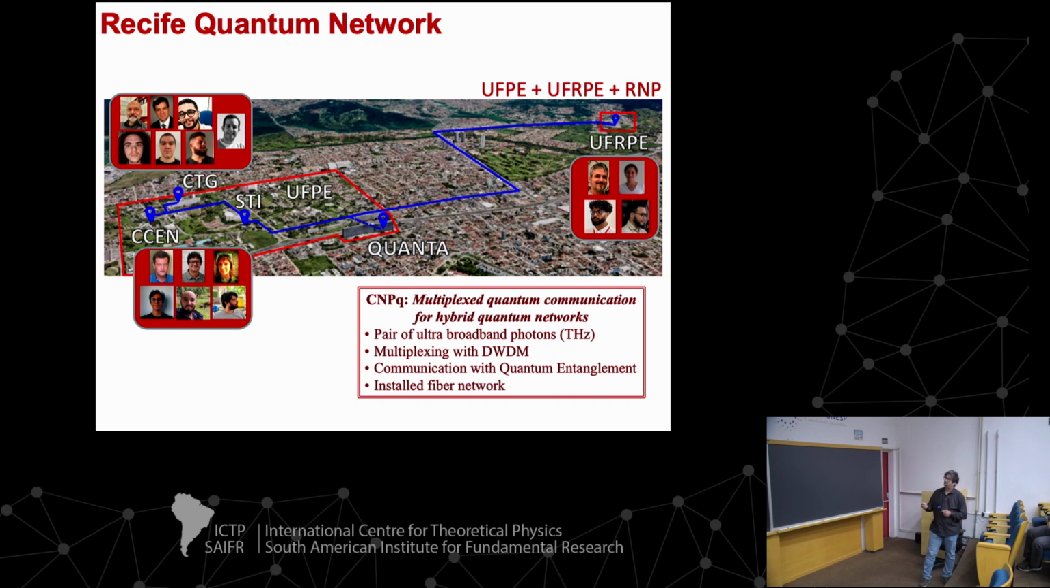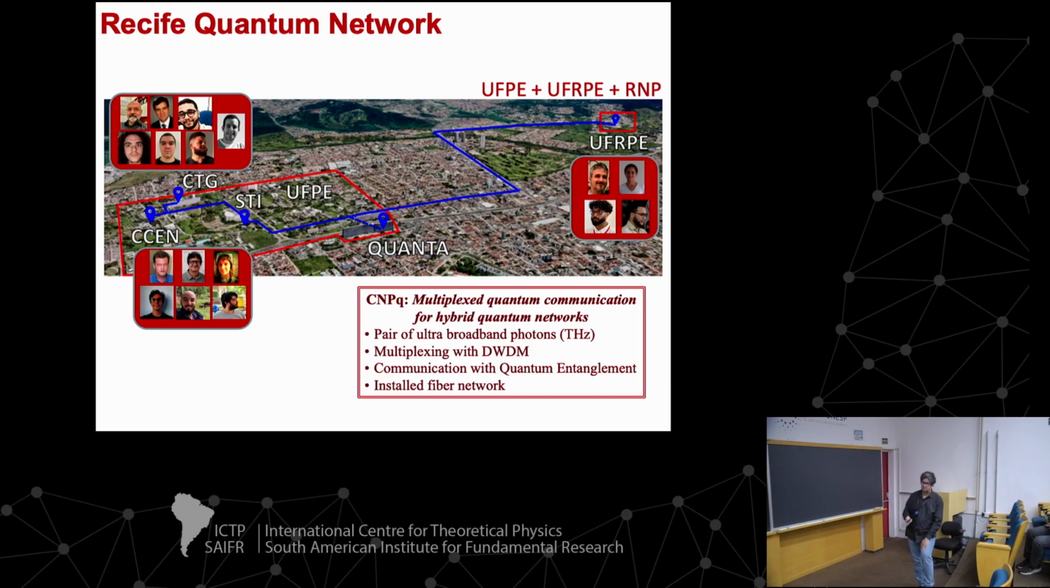But we already have a very good team. We have both engineering and physics teams in both universities. And I'll discuss a little bit more about this team. They are all very engaged in all the research. The original project was more related to telecom problems. So we were planning to use multiplexing with DWDM, to use ultra-broadband photons. But we had to change a little bit. I will discuss later in a couple of slides. But that was the original idea. But we already have this system in place.